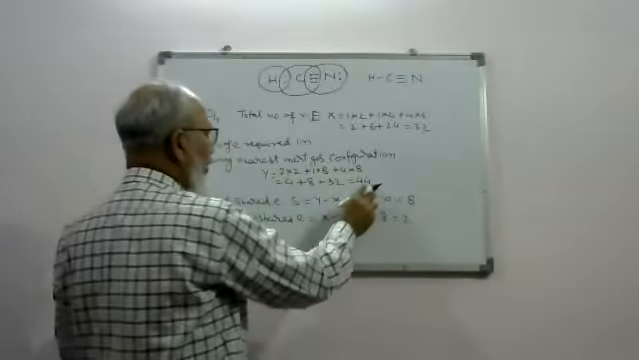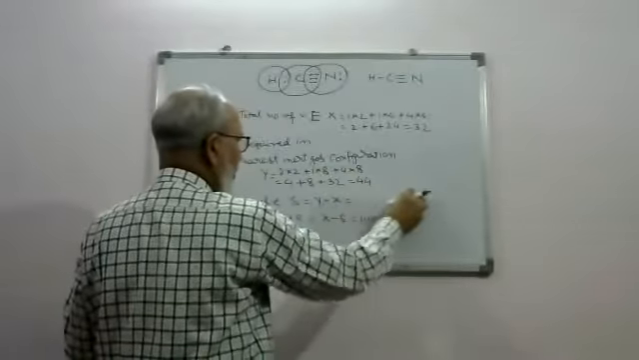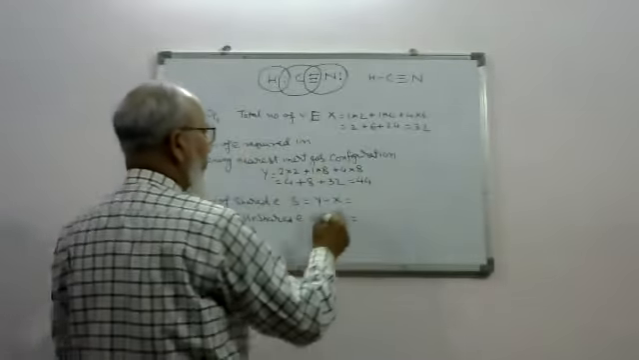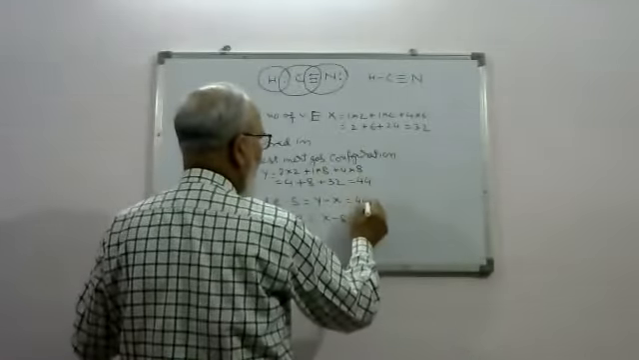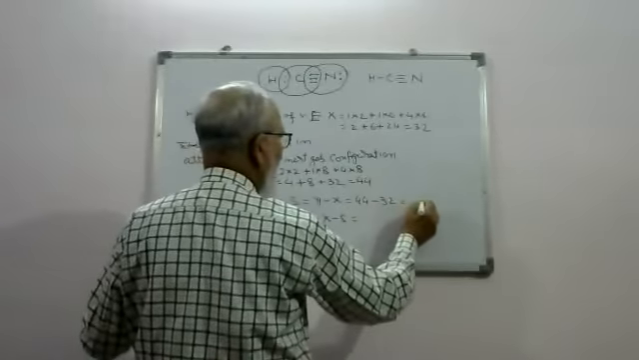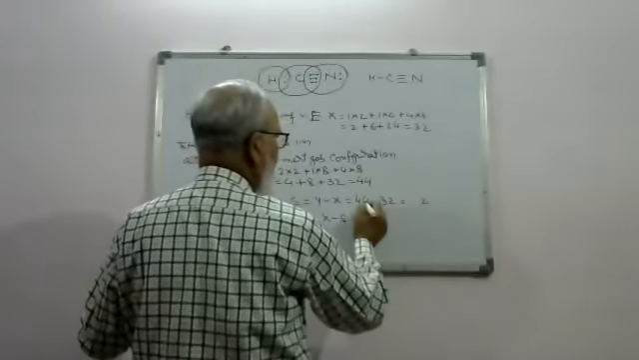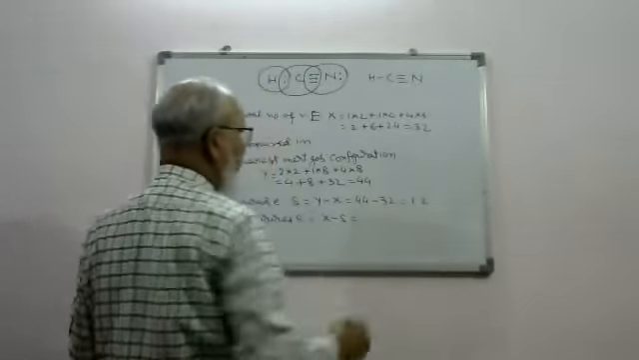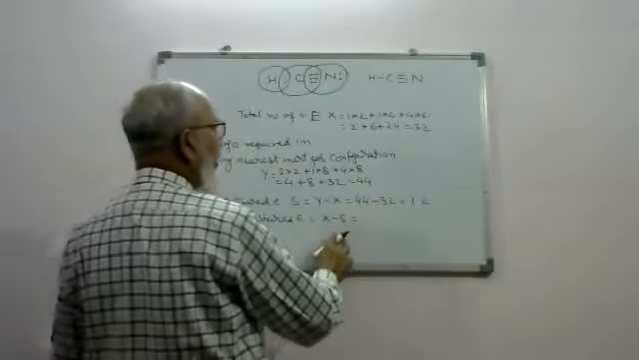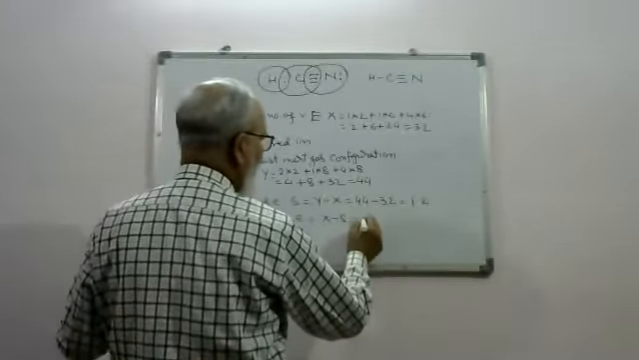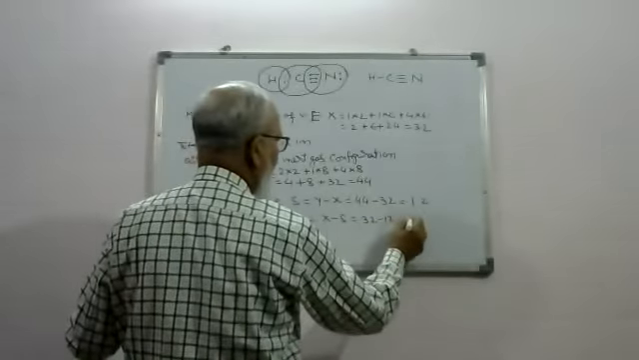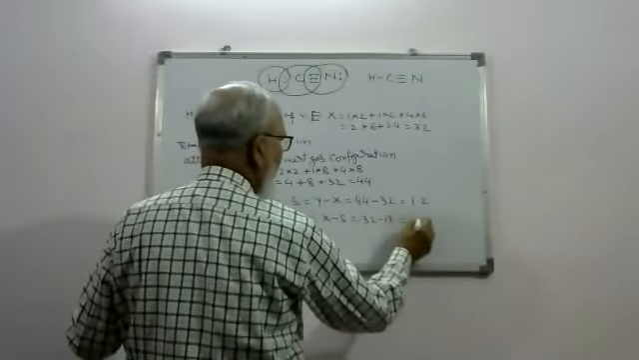Number of shared electrons will be equal to 44 minus 32. This is equal to 12. Number of unshared electrons will be equal to 32 minus 12. This is equal to 20.